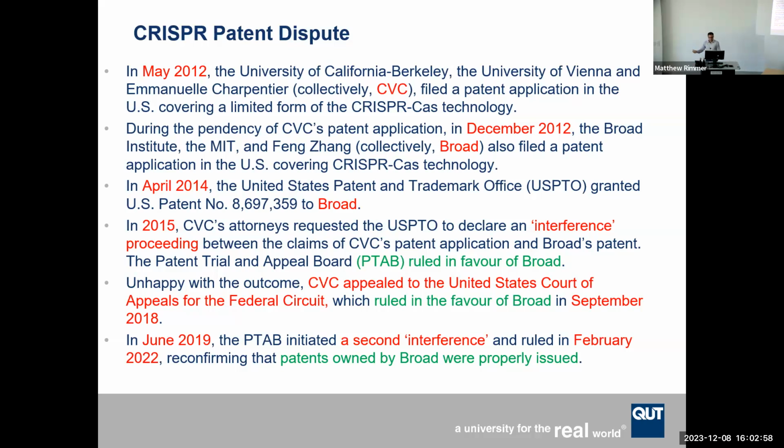in September 2018. Now, in June 2019, the PTAB initiated a second interference and ruled in February 2022, reconfirming that patents owned by Broad were properly issued. So in relation to that specific patent, the position is clear in the United States: the patent belongs to Broad and not CVC.